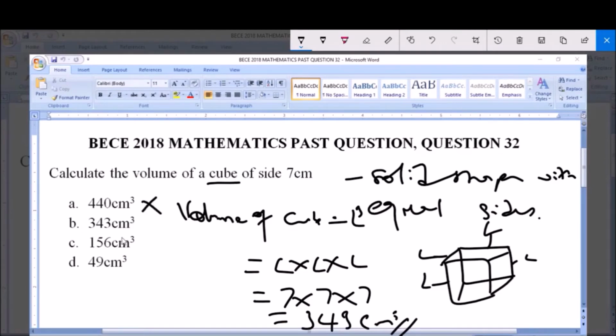Now from the options, A says 440, which is wrong. B says 343, which is correct, corresponds to our answer. C says 156 centimeter cube, which is wrong, and D says 49, which is wrong. So the correct and final answer to this question is B, 343 centimeter cube.